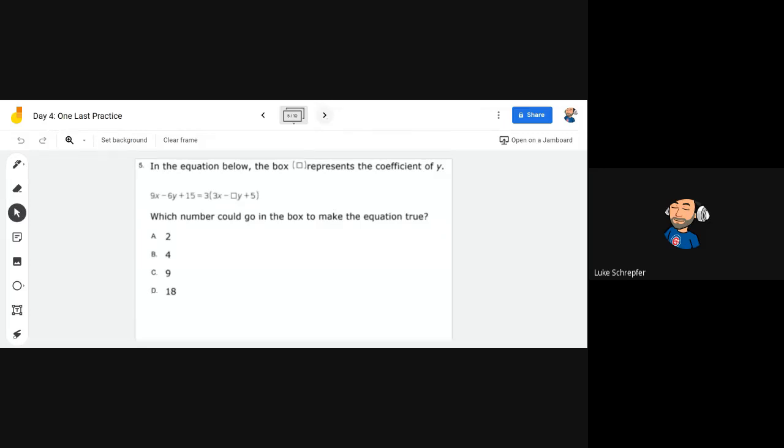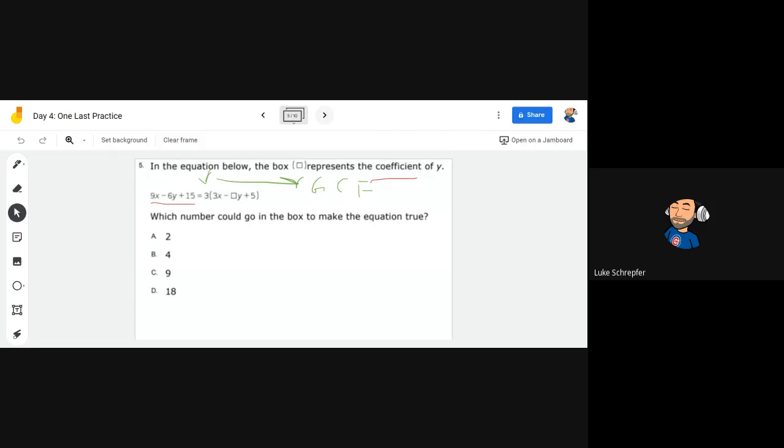In the equation below, the box represents the coefficient of y. Coefficient is a big word for you guys. All that means is the number that's next to a variable that's multiplied. Coefficient of y. So there we go. Now, if you notice, we started with that. Then, if you remember from earlier, that is the GCF. So the largest number that went into those three was the number 3.